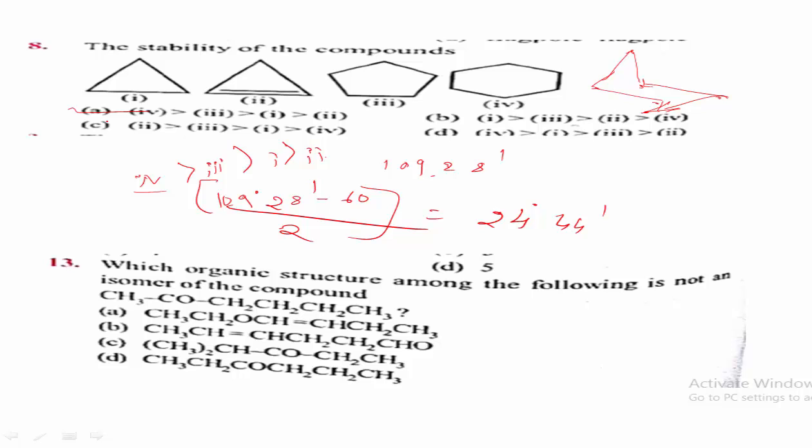Observe the given compound carefully. Its molecular formula is CH3CO CH2 CH2 CH2 CH3. Okay students, when you observe carefully, structures A, C, D have the same molecular formula. What is that molecular formula?